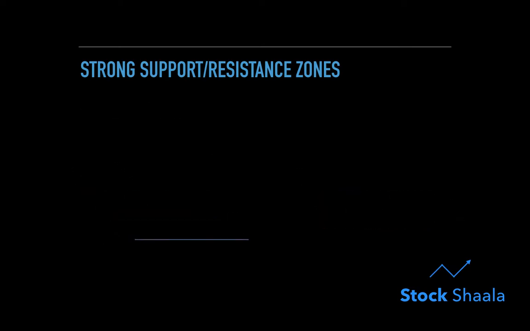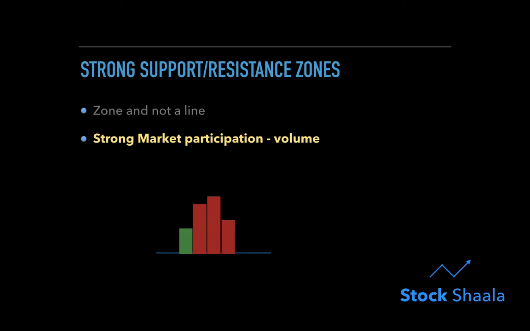The second criteria is volume. Volume signifies active participation in the market. If there is active participation from the market at a particular zone, that means a lot of people are looking at it and there is going to be great ride. So higher the volume, stronger is the zone.